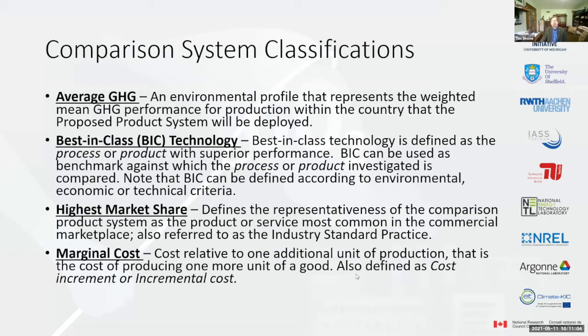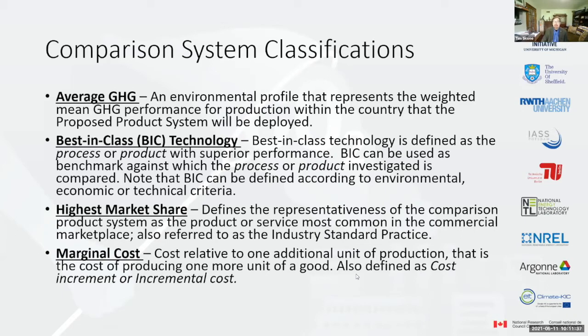So, let's define a few more terms, and these are going to be important in the next slide or so as we talk about the classifications of how to select the appropriate comparison system. There are four choices that we're going to discuss today. One is average greenhouse gas. That's the environmental profile that represents the weighted mean greenhouse gas performance for production within the country where the proposed product system will be deployed.